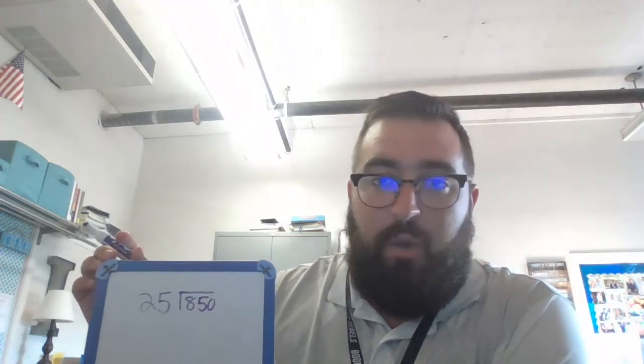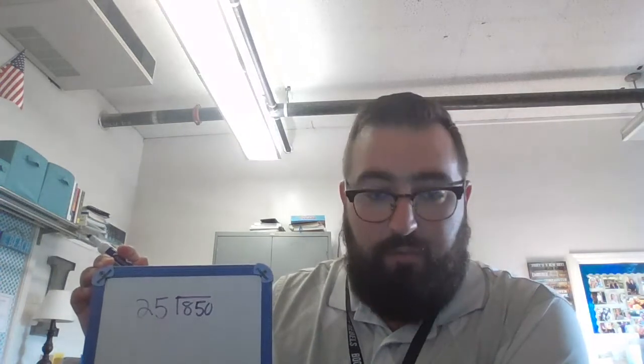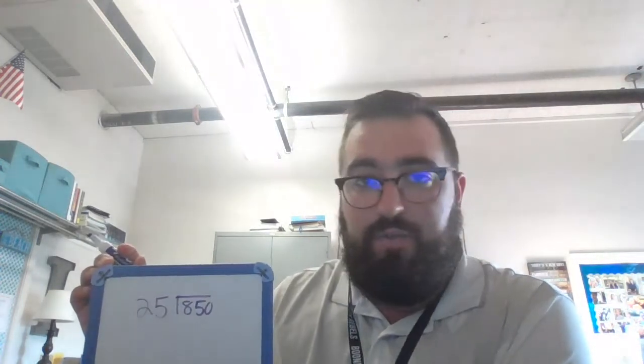Now, what we want to do is ask ourselves, can 25 go into each one of these digits individually? So we start out with the number 8. Can 25 go into 8? If you think about that, if you say it out loud, it makes a little bit more sense. It cannot. 8's too small of a number. So if you go on to the next digit, giving us 85, can 25 go into 85? Yes, absolutely it can. How many times?